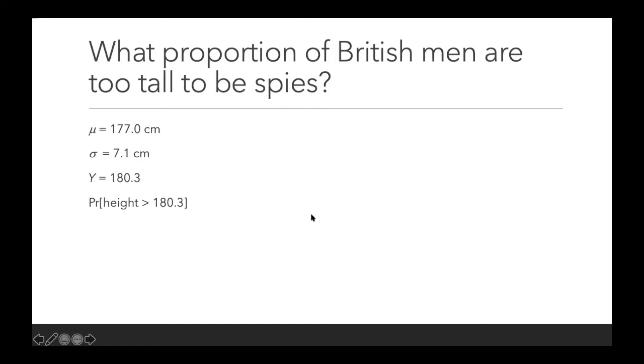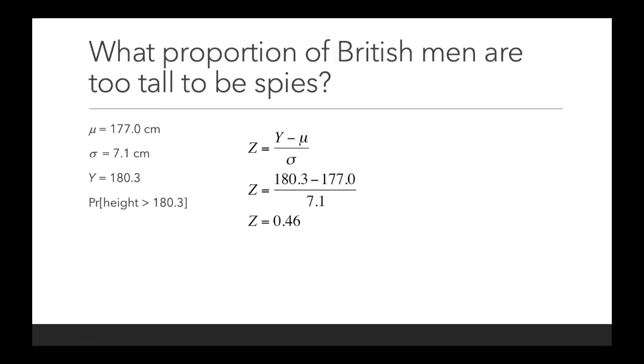Now, to calculate this, we're going to convert our heights from the original scale into these z-scores by taking our observation, subtracting the mean, and dividing by the standard deviation. And from this, we can take our threshold of 180.3 centimeters and convert this to a z-score of 0.46. So a height of 180.3 centimeters then is 0.46 standard deviations above the mean.